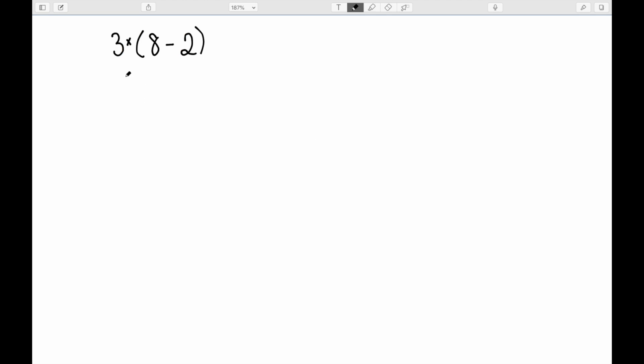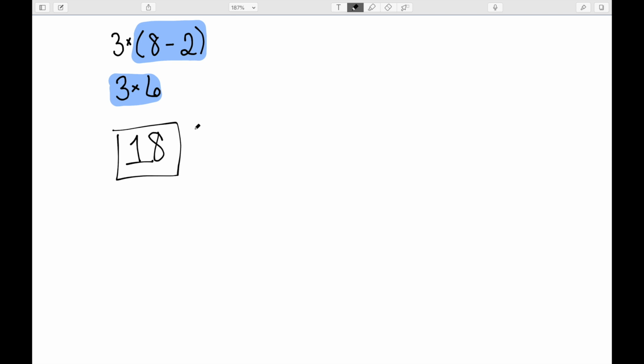Let's start off with a simple one, 3 times (8 minus 2). So the first step is grouping symbols, which we can see here. So this is what we need to do first, is what's inside parentheses. Well, 8 minus 2 is 6, so that block changes to a 6. We don't have any exponents, so next we multiply. 3 times 6, which would give me 18. So I have my solution. So let's look at some more complicated ones.